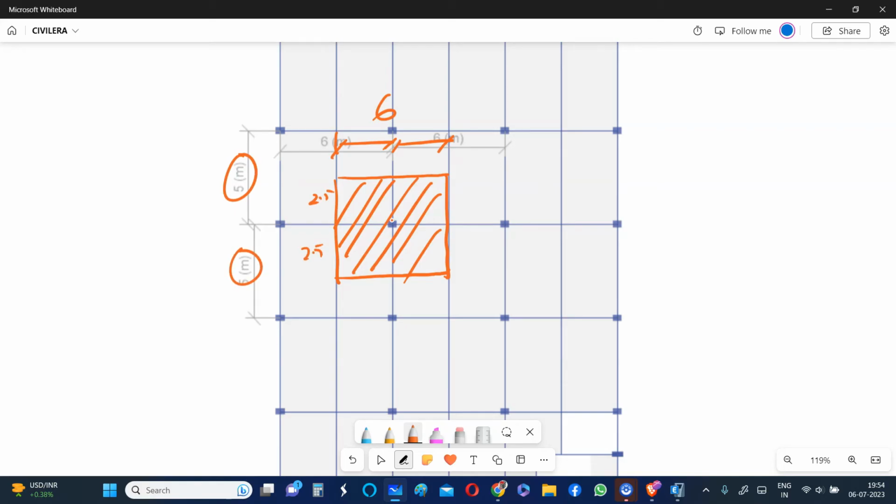So the total dimension over here is 5 meters. The contributory area onto that column is 6 multiplied by 5 meters, which is 30. Now you need to know the load on this particular area, and you need to know the number of loads as well.